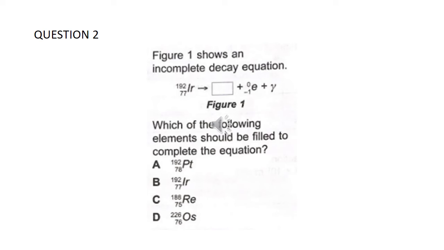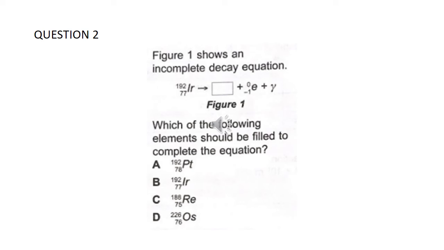So we have a parent nucleus here with mass number 192 and the atomic number of 77. What happens after the decay? Okay, so remember what I said just now? The total number at the left hand side must be the same as the total number at the right hand side. So meaning the total mass number at the left hand side must be balanced with the mass number of the right hand side.